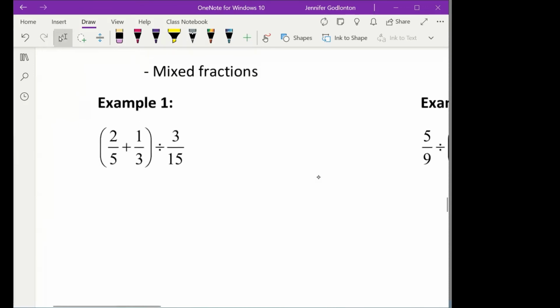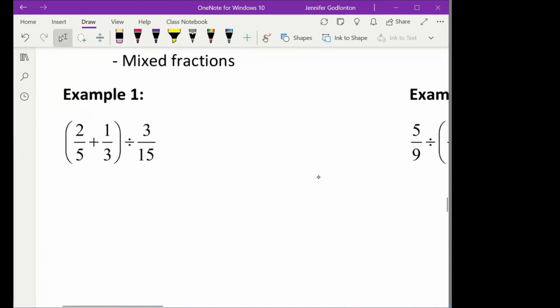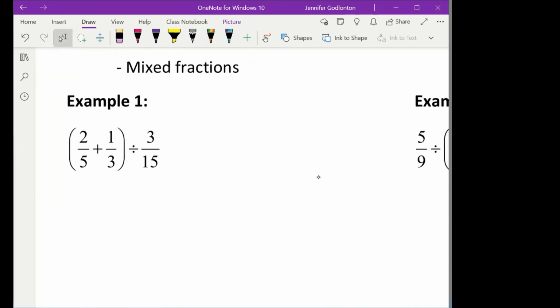So when we look at mixed fractions, we need to think about our BEDMAS or our BODMAS, however you've learned it at school. It doesn't matter whichever one you've done. BEDMAS and BODMAS mean the same: brackets, exponents or of, D for division, M for multiplication, addition, and subtraction.